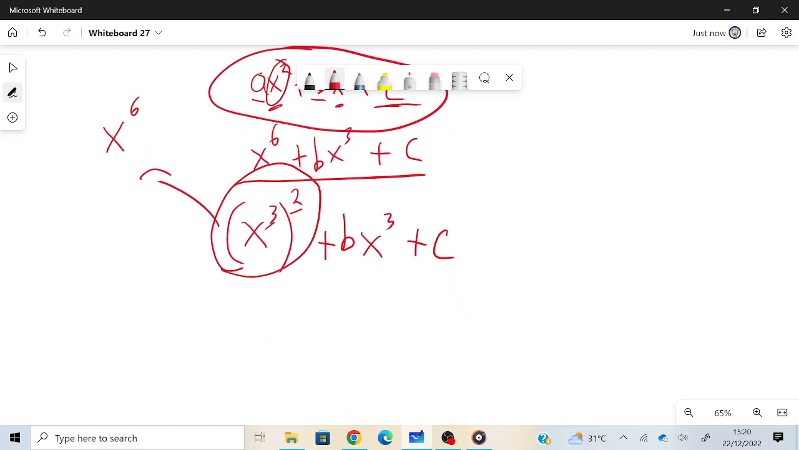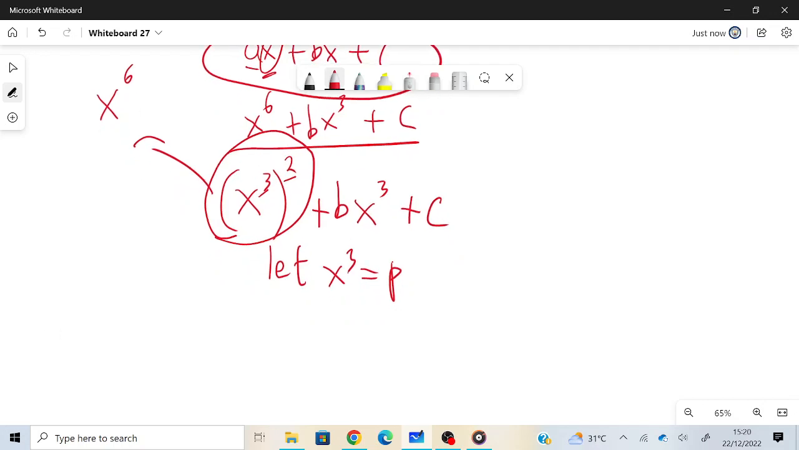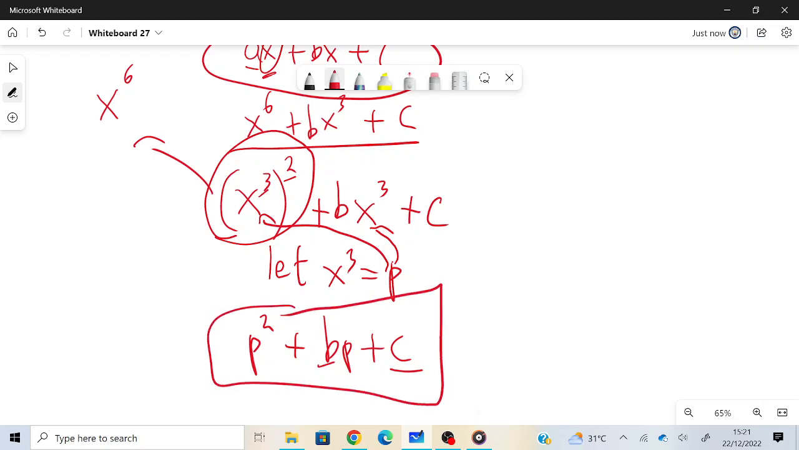And now what we can do is we can simply say, let x to the power of 3 equal p, or any other constant, equal to y, equal to z, equal to a. I'm just using p because I like it. So let x to the power of 3 equal p, and then you can insert this p over here and this p over here and make it now p squared plus bp plus c, where c obviously will be a number, they would give it to you, and b would also be the coefficient which they would give to you. And now you can see that you have it back in the form of a quadratic equation.